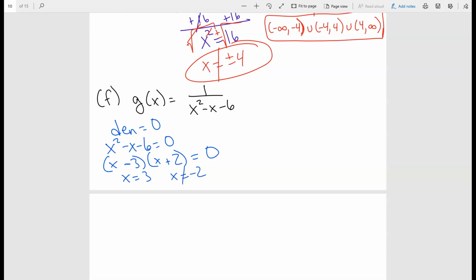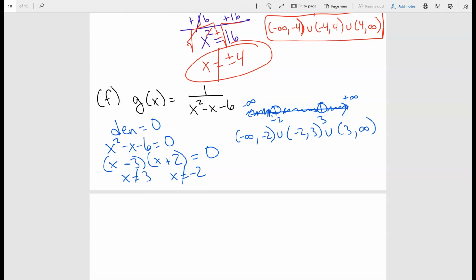So remember that these cannot be included, we're going to exclude them. So when we write them on the number line, you have a negative 2. We're excluding that guy, and we're also excluding the 3. So it can be anything that we want except those two numbers. Remember, negative infinity is over here, positive infinity is over here. So it's going to be from negative infinity with a parenthesis all the way to negative 2, not included, union negative 2 all the way to 3, not included, union 3 all the way to infinity, not included.